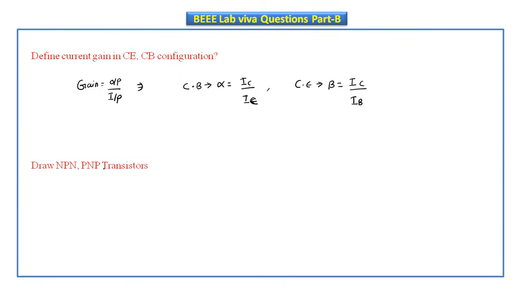Next, draw the NPN and PNP transistors. This is the NPN transistor, which is having the three terminals, emitter, base, and the collector. If you see the symbol here, this is the emitter terminal, and it is a base terminal, and it is a collector terminal. In NPN transistor, emitter current direction is outside, and the remaining current directions are inside.